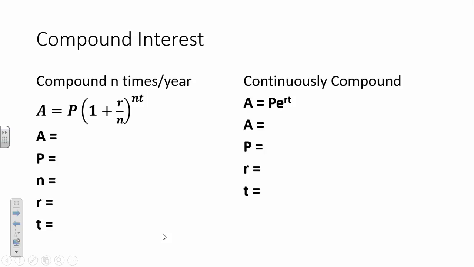Okay? There are many different interest formulas, but 2 of them that are very common are the compound, one that you compound n times per year, and one that you continuously compound. The first one is A equals P times the quantity 1 plus R over N, all to the NT power. And the second one is A equals P e to the RT.